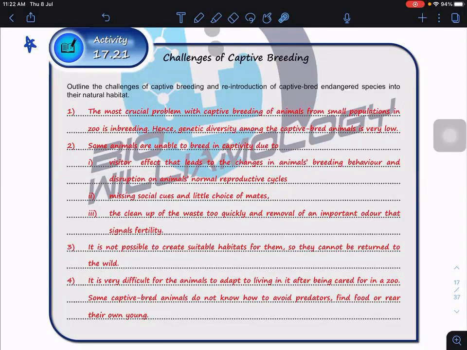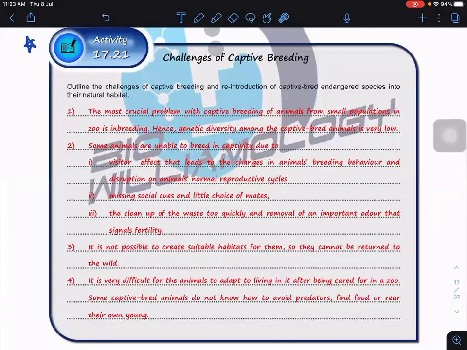Okay, so therefore, the genetic diversity among the captive bred animal is very, very low. It's similar to what we normally do for the cultivated crop plants, right? Or the cattle, we do inbreeding. So the problem here is when their population is small, their gene pool is small, okay? And some animals are unable to breed in captivity.